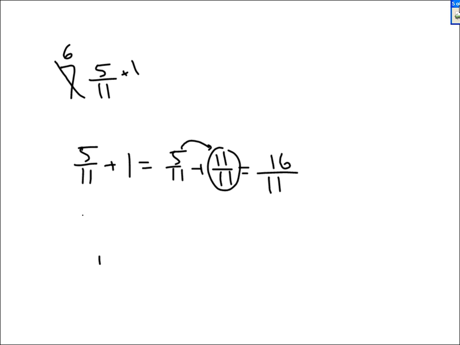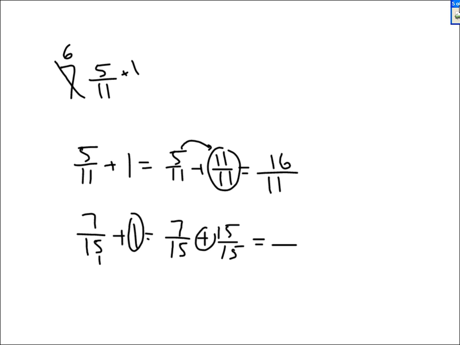If you have 7/15 and you want to add 1 to that fraction, because you borrowed it from the 1's place. Well, think of the 1 that you're adding as 15/15. In addition, the denominators are both the same. Keep it, add the numerators.